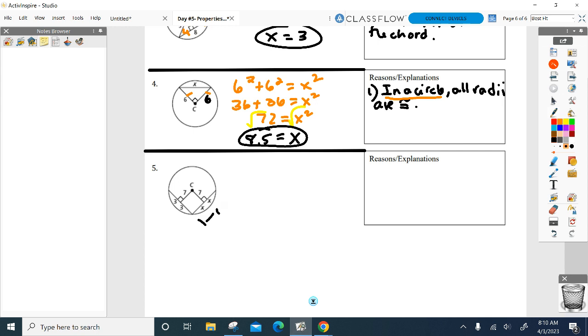Here's how I know this chord also has a length of 6. They're both how far from the center? 7 units. Here's the fact again. Chords, let's use the big word, equidistant. Chords equidistant from the center are congruent.